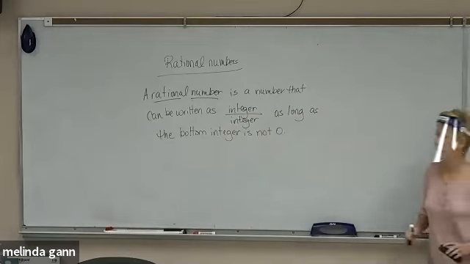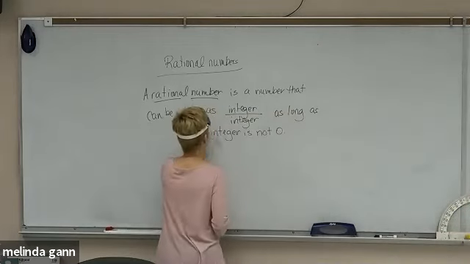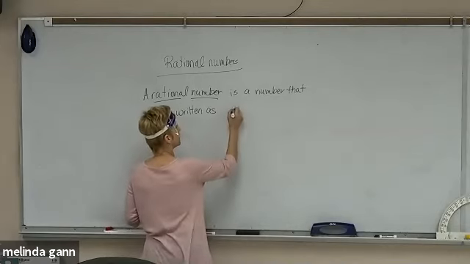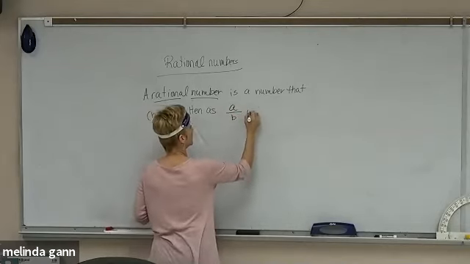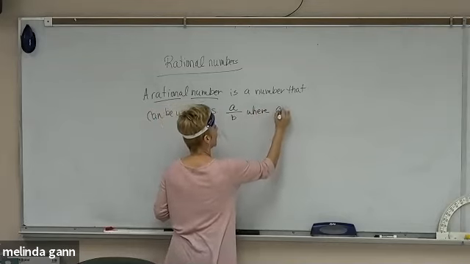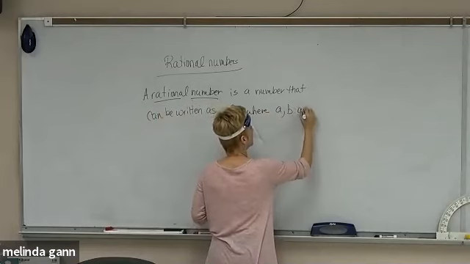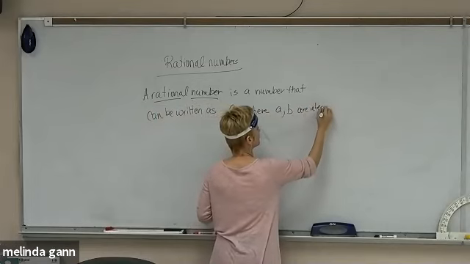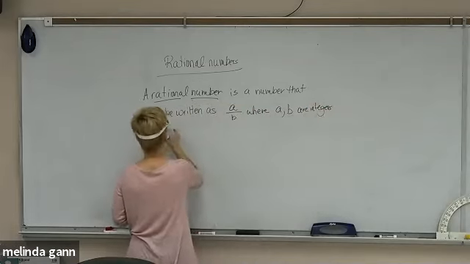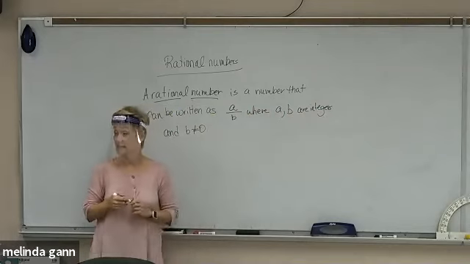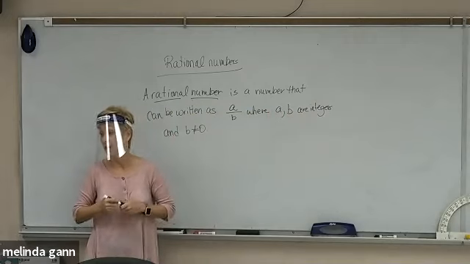So let me kind of show you what I mean. They would write it like this. It's a number that can be written as A divided by B, where A and B are integers, and B is not equal to 0. You see that that says exactly the same thing I said in words a minute ago.